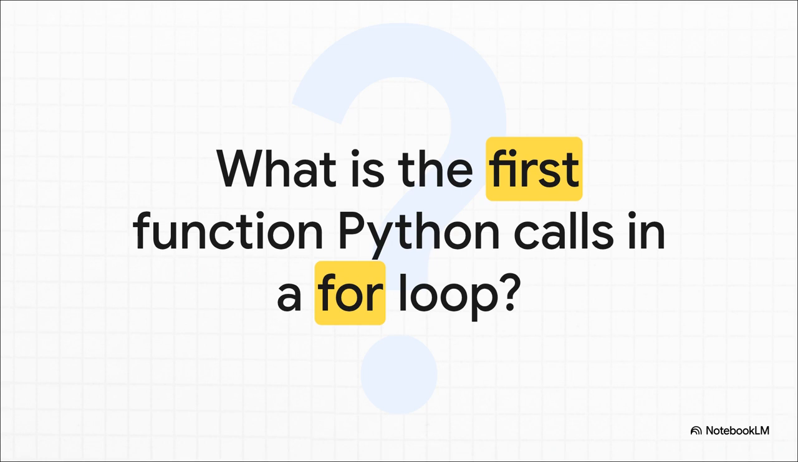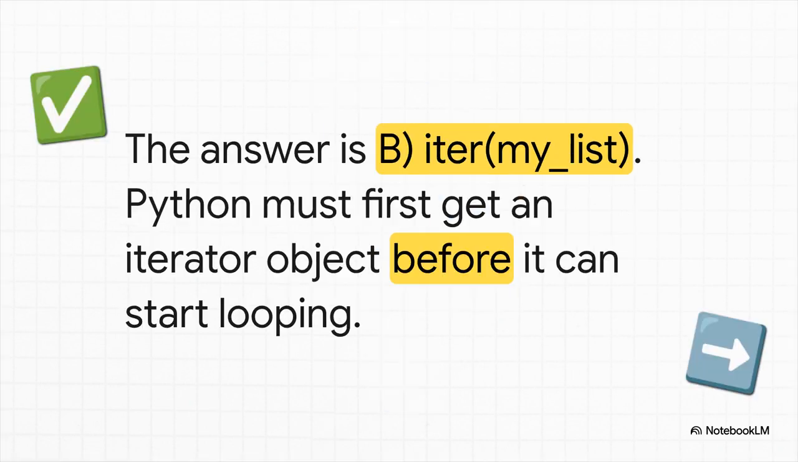Okay, another quick gut check for you. Based on everything we just saw, what is the absolute first step Python takes when it sees that line for item in my_list? Yep, it's got to be B. Iterate my_list. You can't ask for the next page if you haven't even gotten the bookmark first, right? Makes perfect sense when you think about it that way.